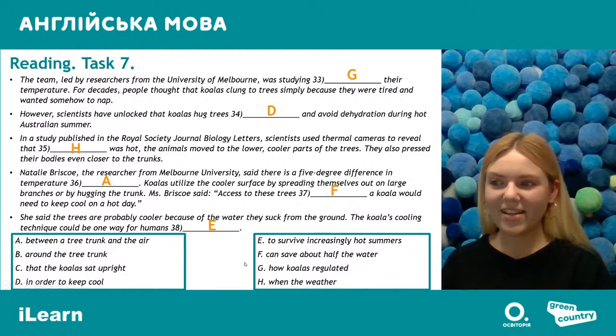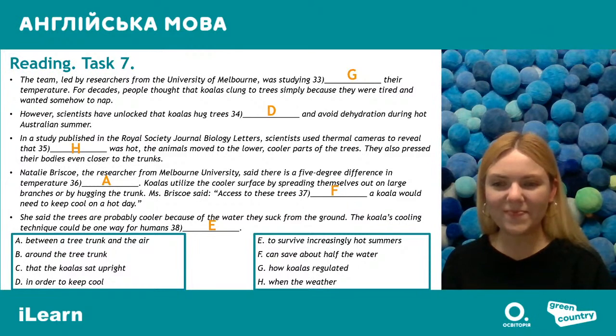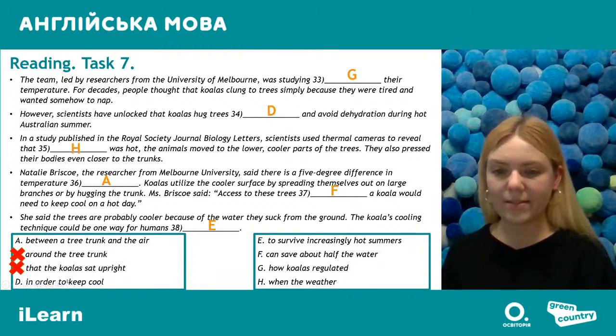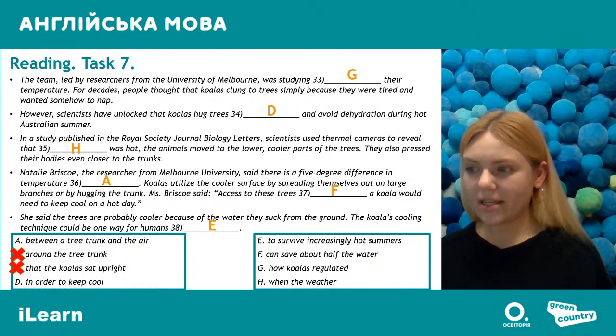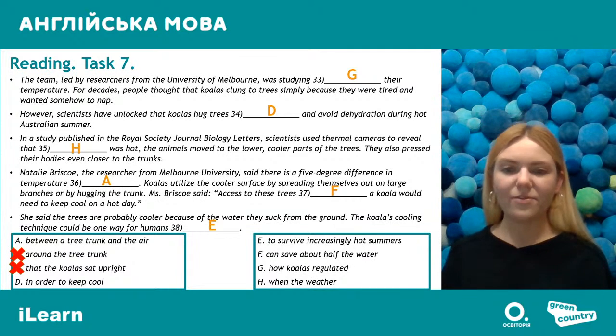Good. So thank you. I can see so many correct answers. That is a great result. So you can see that predictions really help. And let's look at the options which we haven't used. We haven't used around the tree trunk, and we haven't used that koalas sat upright. Now we can make sure we understand that these parts are not suitable for any of the gaps.